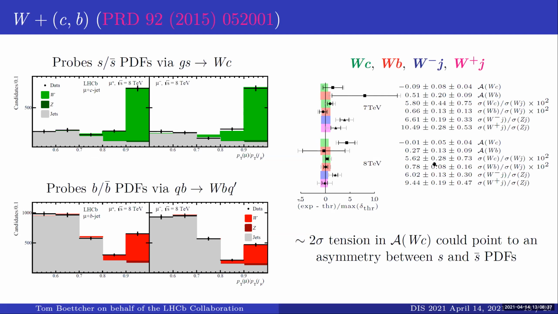The results are summarized in this plot on the right. In particular, I want to draw your attention to the W plus charm asymmetry at 8 TeV. This shows about a 2 sigma tension between the theory and experimental result, and so this could be an indication of some s-bar asymmetry in the proton PDF.